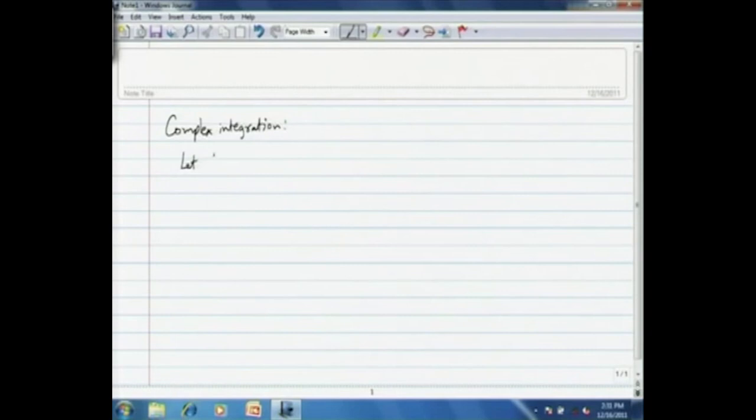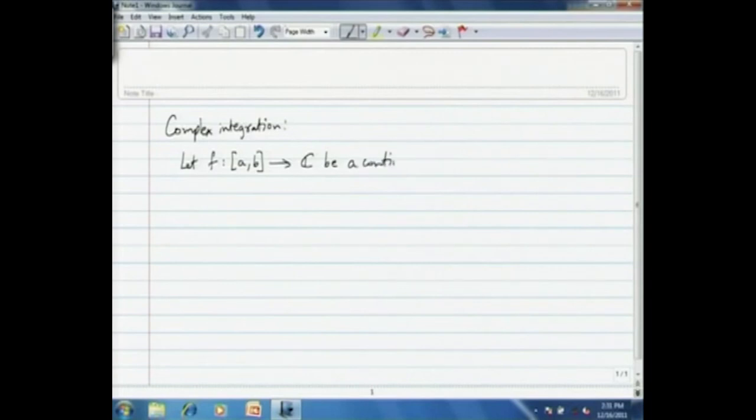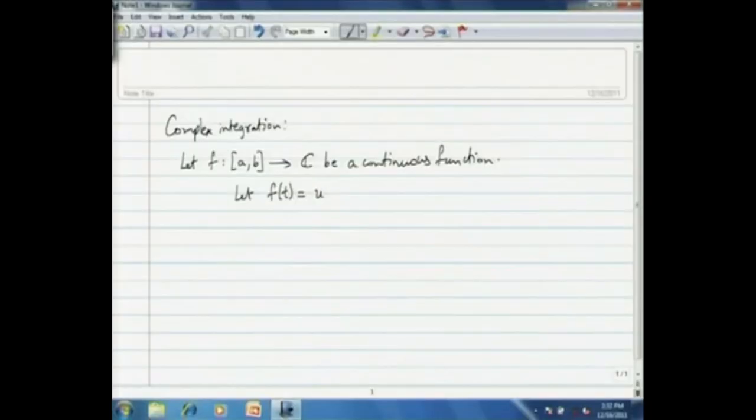Let f from, let us say, [a, b] to C, here [a, b] is a closed and bounded interval. It is a subset of real numbers, of course. Let this be a continuous function. And let f of t, now f is a function of one real parameter t. So, let f of t be separated into its real and imaginary parts in the following way. It is a complex valued function. So, let it be u of t plus i v of t for t between a and b.